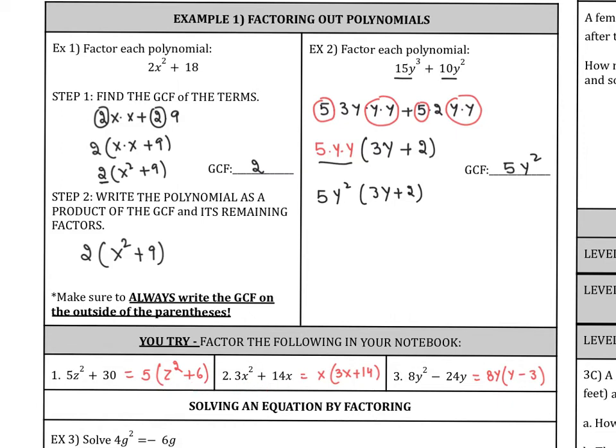In this case, 3 and 14 don't have any common factor, so there is no GCF between them. You take the x out because x is the GCF this time. Inside you have 3x plus 14. For number 3, you have 8y as your GCF, and inside you have y minus 3. 8y squared divided by 8y is y, and 24y divided by 8y is 3.